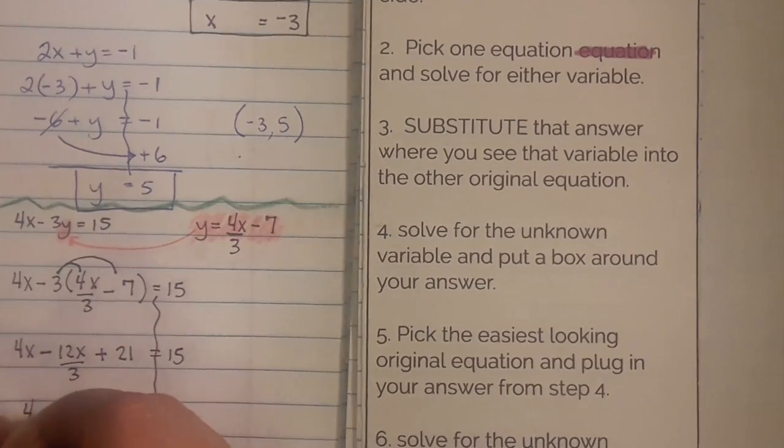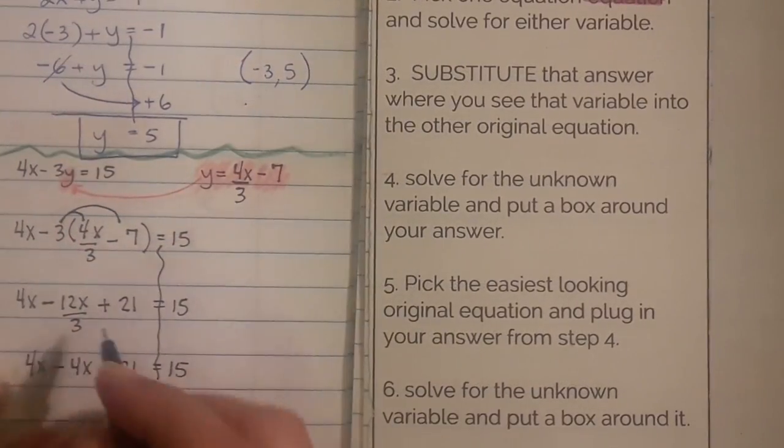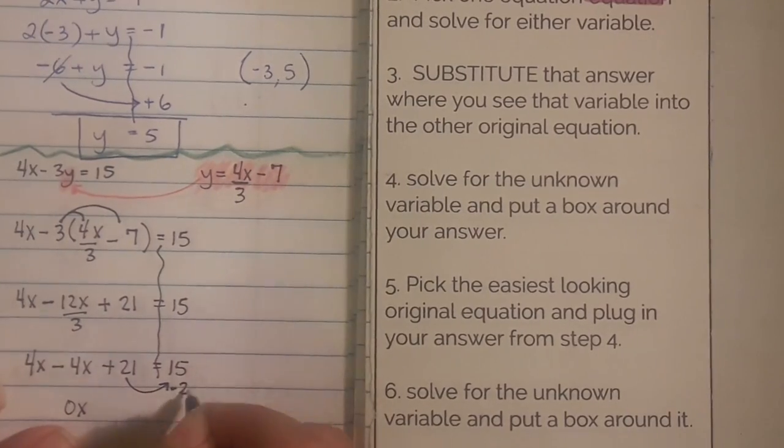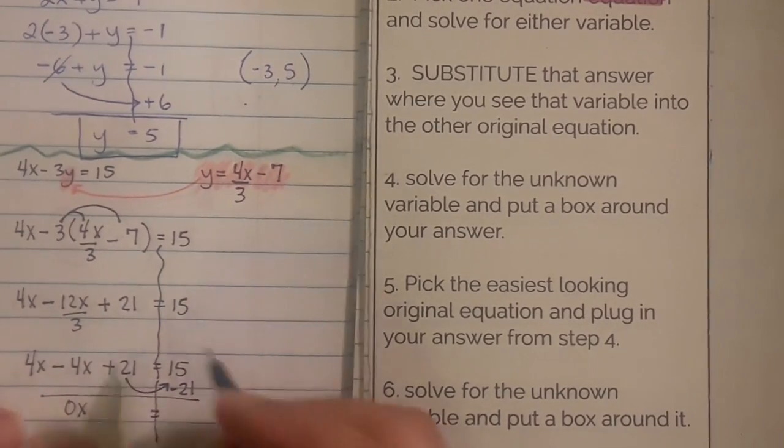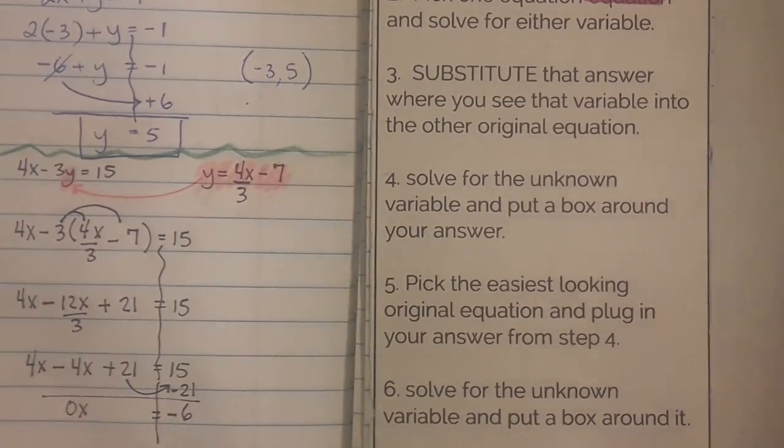Alright, go ahead and divide. 12 divided by 3 is 4, right? So 4x minus 4x plus 21 equals 15. 4x minus 4x is 0x. Move the 21 to the other side, it becomes -21. 15 minus 21 is -6.